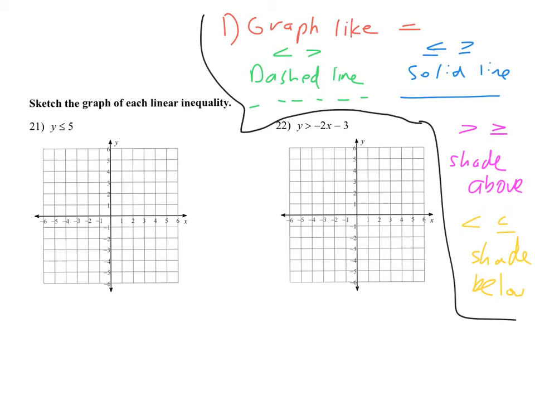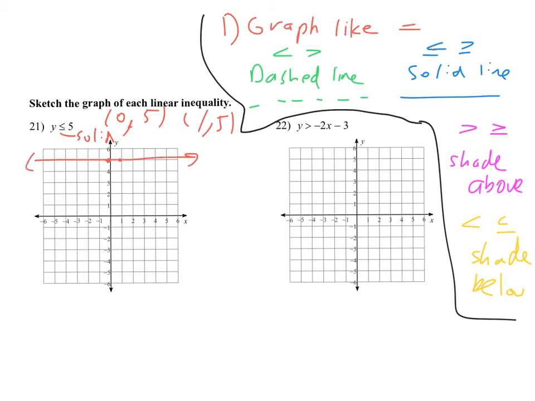So first one, 21, y is less than or equal to 5. So first of all, I would graph that as if it was y equals 5. Now remember, when it's y just equals a number, think of a bunch of points with different x values, but all have a y value of 5. So you can see it would look like this. And that's going to be our horizontal line. Now it's a solid line because of the or equal to, the line underneath. And so that's a solid line.